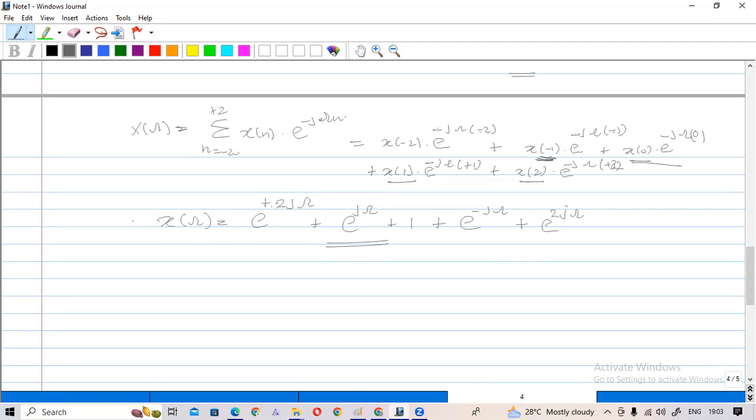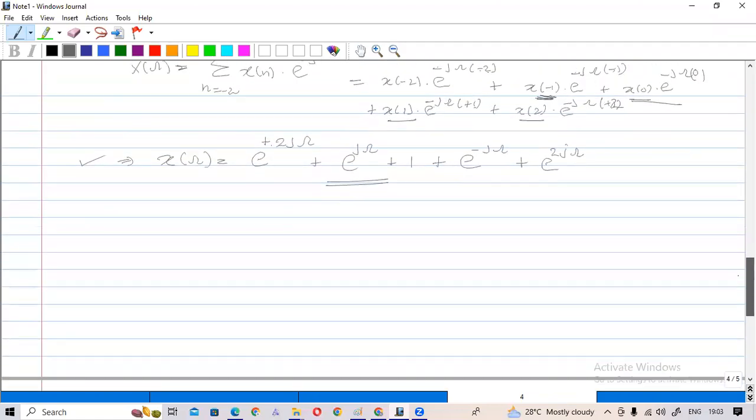If you write up to this one, you can get the marks. So this is the answer actually. And you can see that now we have only omega terms. So tell me this omega. This is the complex exponential term. These are complex exponential signals.